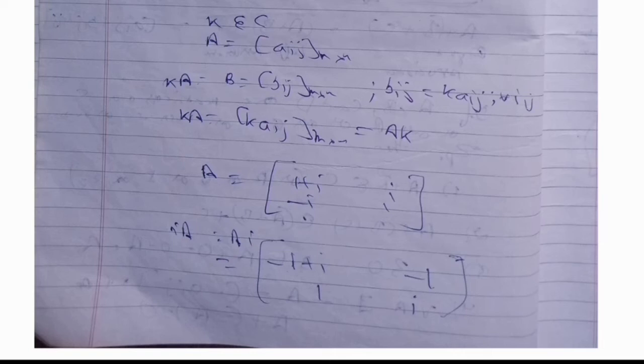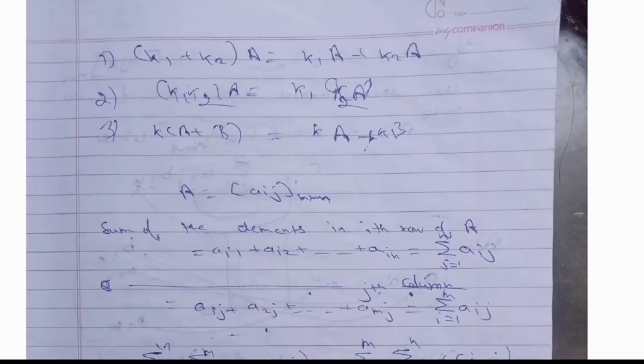Okay. You can see an example. Here A is a matrix and we have multiplied it by iota, and we have a matrix like this, but the order of both the matrices is the same. K1 plus K2 into A will be equal to K1A plus K2A. K1 K2 into A can be written as K1 into K2A. K into A plus B is equal to KA plus KB.